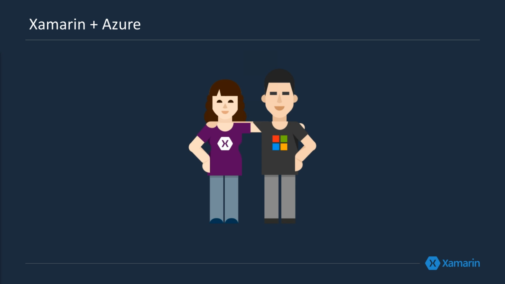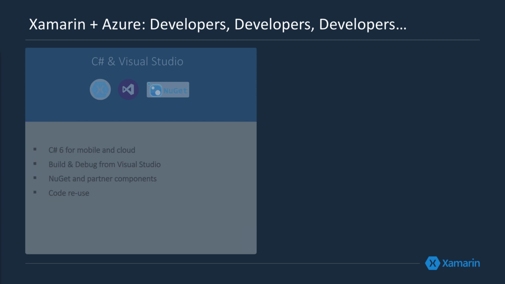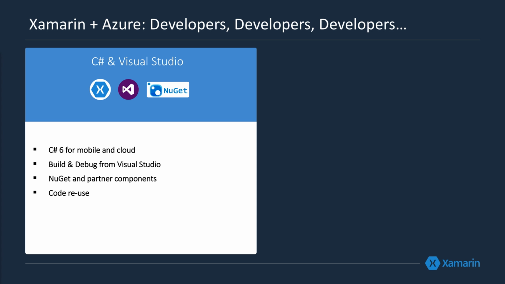Great, thanks, Kirill. So what are the benefits of utilizing Xamarin and Azure together? From a development experience, it's utilizing your existing skills with C# and full integration with Visual Studio. So you can utilize C# 6 on both the mobile and cloud side, build and debug from Visual Studio, which we're going to demonstrate in just a few minutes. And you can also utilize the thousands of NuGet and partner components that are available, as long as they're PCL, or portable class library. And you also have code reuse, and that can work in two different ways.